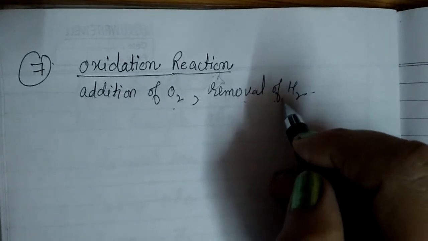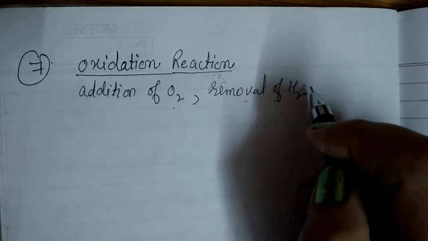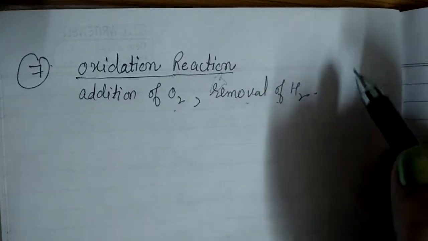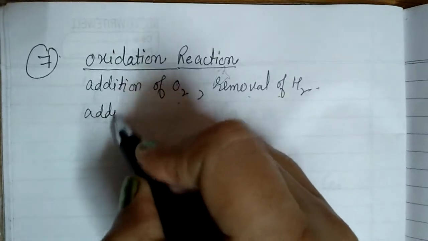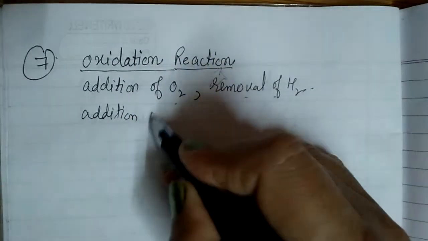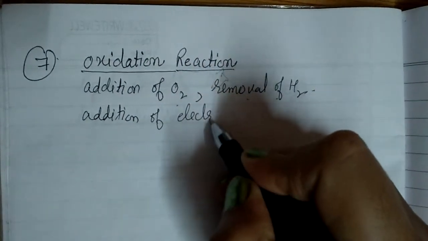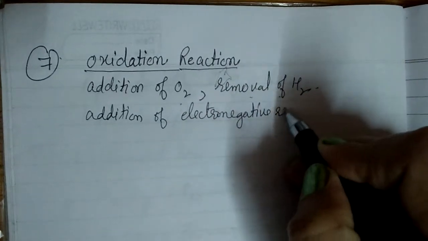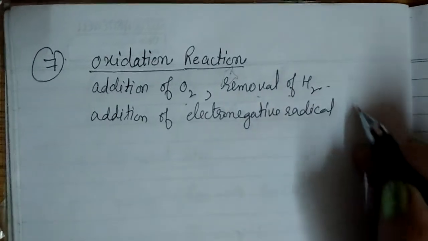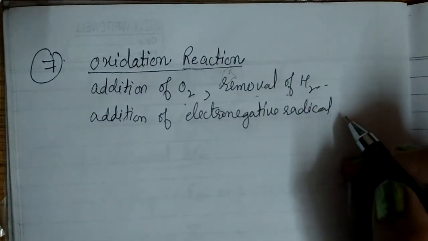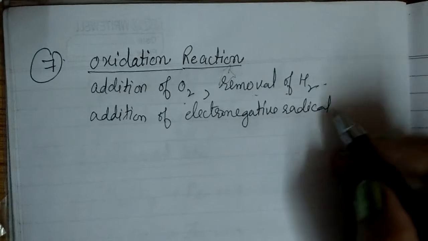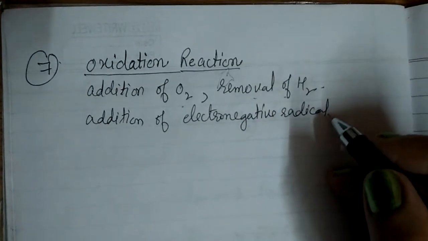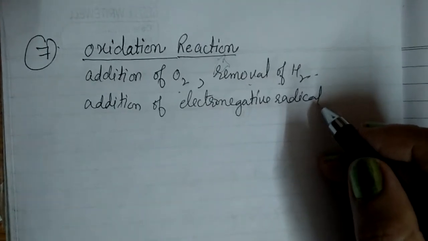Or sometimes it involves the addition of an electronegative radical, for example Cl negative, Br negative. Okay, so this is considered as the electronegative radical. If it involves the addition of this radical, we say that again it is an oxidation reaction.